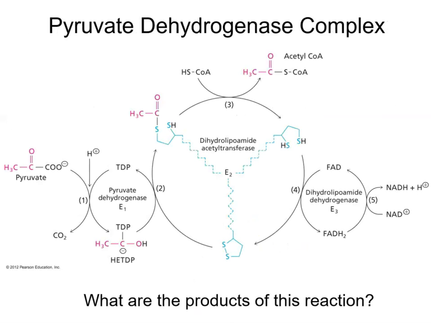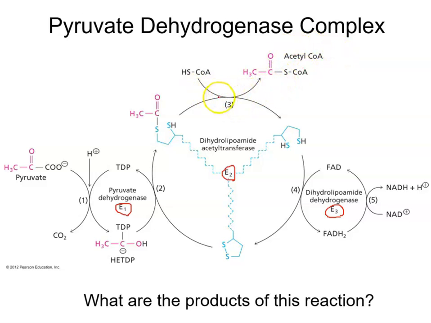So here's the overall picture of this reaction. We have kind of the big picture. This is this big giant complex that we have, E1 subunit, E2 subunit, E3 subunit, all shown here. Pyruvate, we start with, we lose carbon dioxide, and we form this HETDP intermediate, and this is catalyzed through the E1 subunit enzyme. We then attach that acetyl group onto the sulfur, so the disulfide bond is broken so that we can form an acetyl group. That is then interacted with the acetyl-CoA.